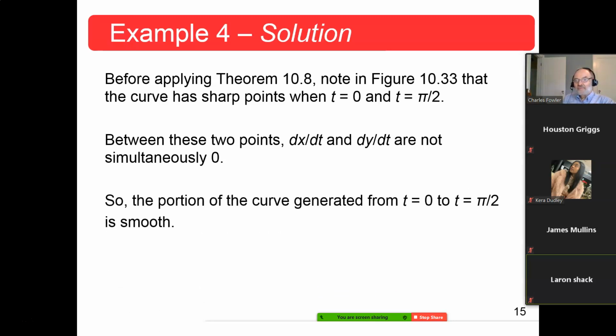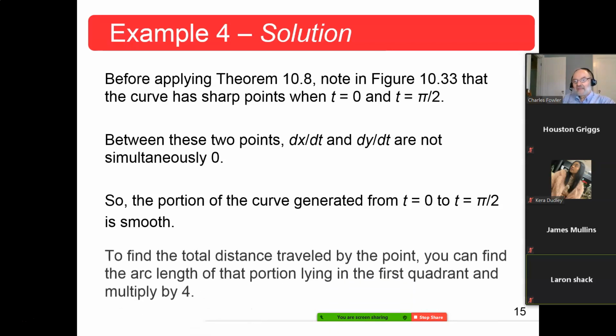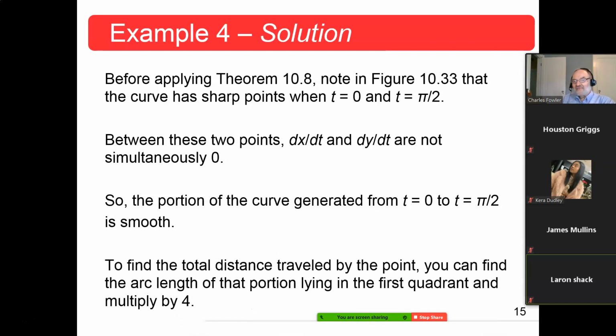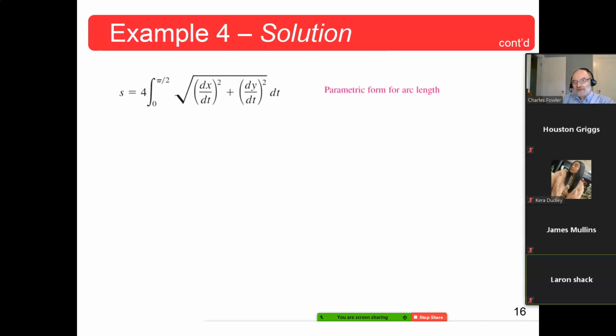So the portion between t equals 0 and t equals pi halves is smooth. As long as that's smooth, we can apply the arc length formula. Remember, it doesn't work when those are not smooth, when your derivatives are not simultaneously 0. To find the total distance traveled, you can find the arc length of that portion lying in the first quadrant, multiply it by 4. That's what we were in the process of doing.